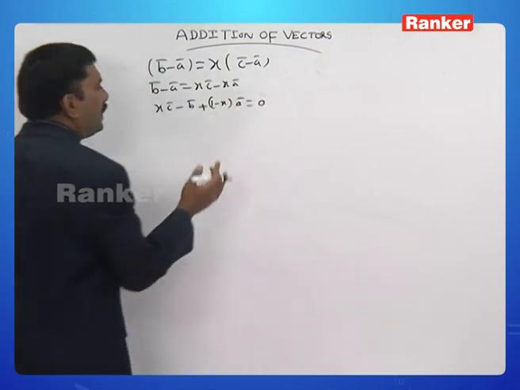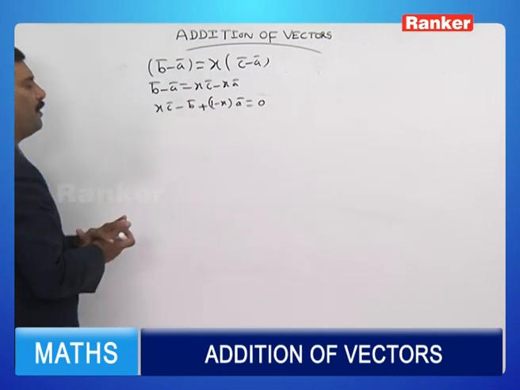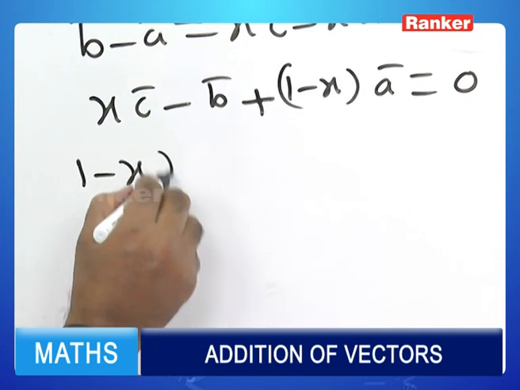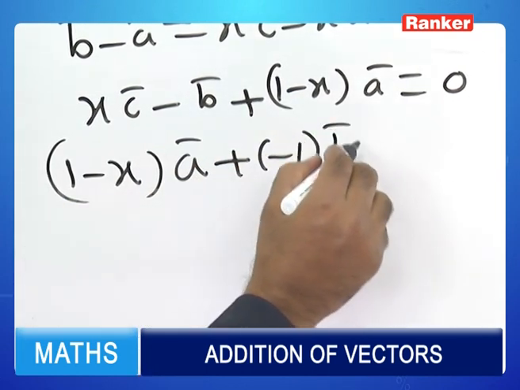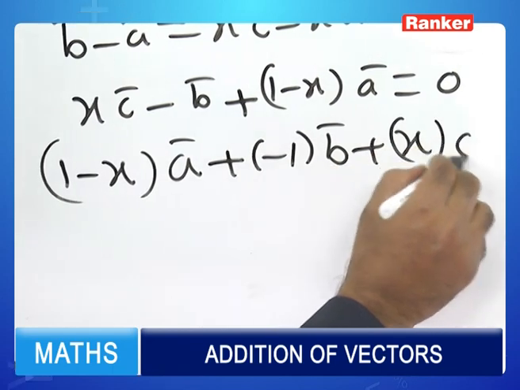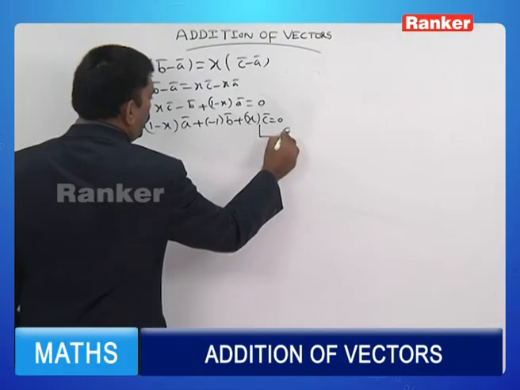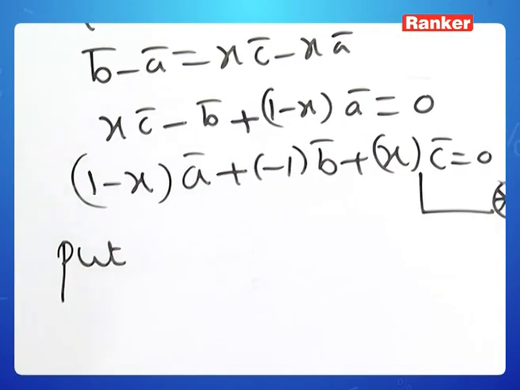When the left side is a vector quantity, the right side must also be a vector quantity. So now I can write (1 minus X) A bar minus 1 into B bar plus X into C bar is equal to 0. We call this equation star.